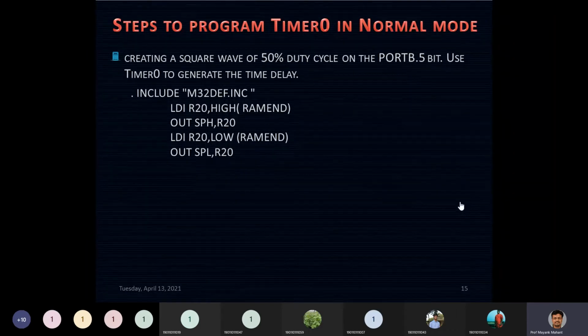Hello, can anyone tell me what an assembler directive is? Anyone in the class? 36 number? Hello, 36 number? Yes, sir. Can you highlight something about assembler directive? What do you mean by an assembler directive?